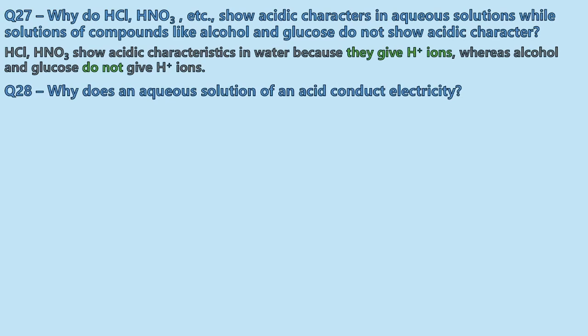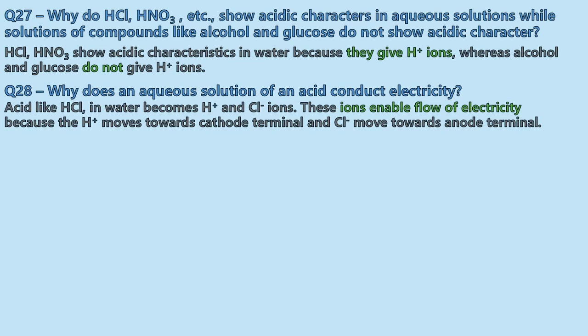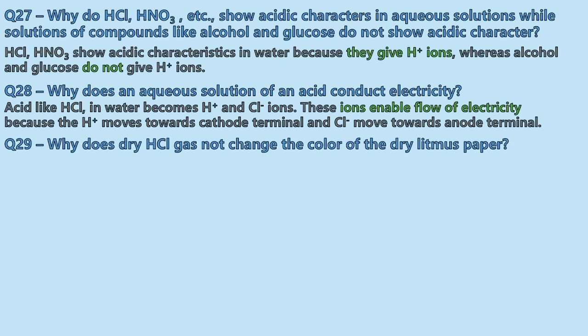That's why they are not acidic. Why does an aqueous solution of acid conduct electricity? Because when an acid like HCl is dissolved in water, it becomes H plus and Cl minus. These ions enable the flow of electricity because the H plus ions move towards the cathode terminal and Cl minus move towards the anode terminal.